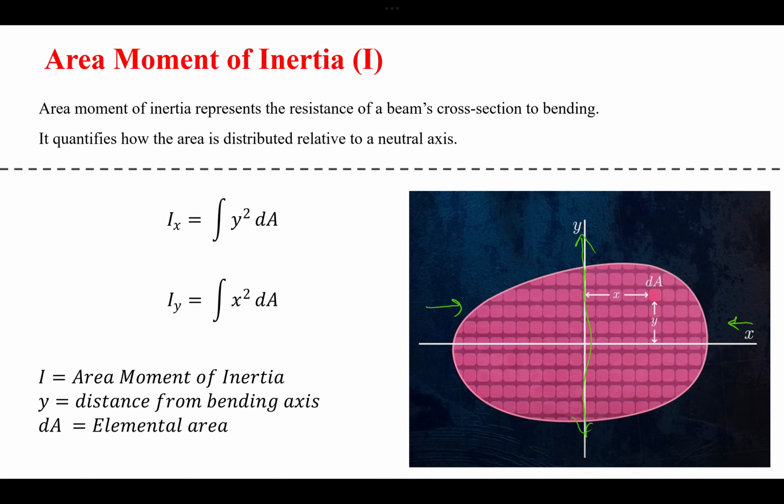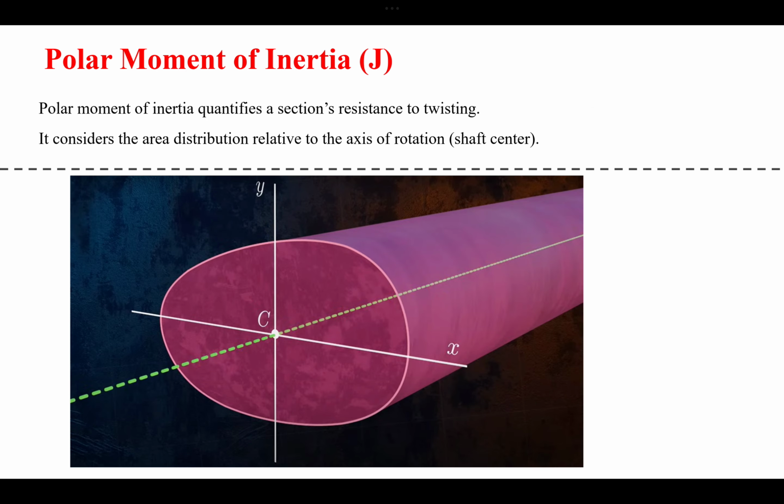Okay, so in that case your elemental area is this, the distance of that elemental area is taken as x, so it will be given by the integral of x squared dA. This x squared means that the farther the area is from the bending axis, the more will be its area moment of inertia. Okay, so I is the area moment of inertia, y is the distance from the bending axis, and dA is the elemental area.